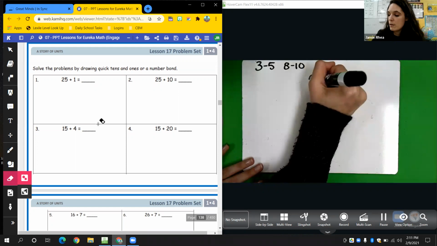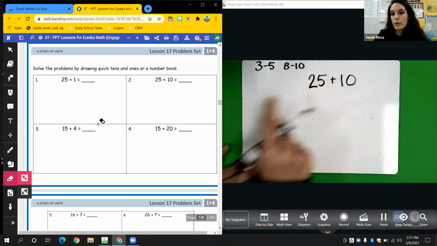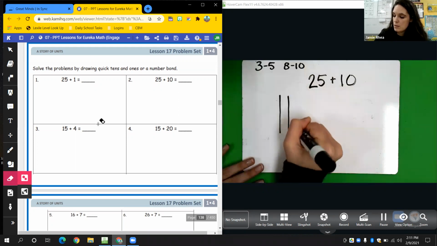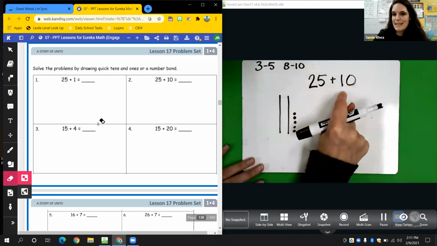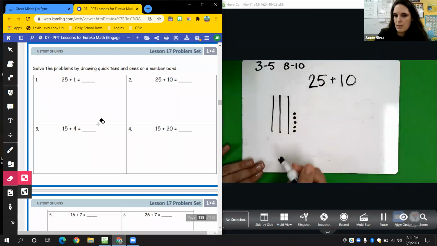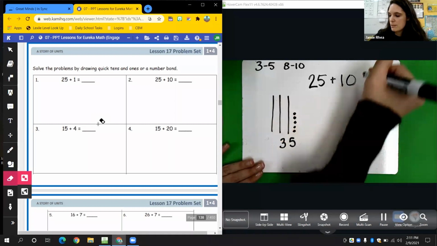25 plus 10. So let's make our quick ones. 25. Here's my 2 tens. There's my 5 ones. Now I need to add 10 more. Is that a 10 or 10 ones? I'm going to add a 10. So now I can look and see I have 3 tens and 5 ones.